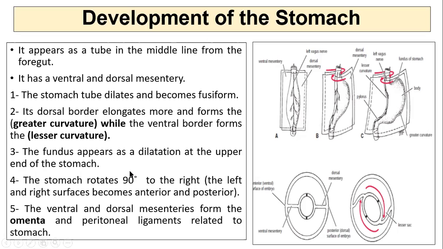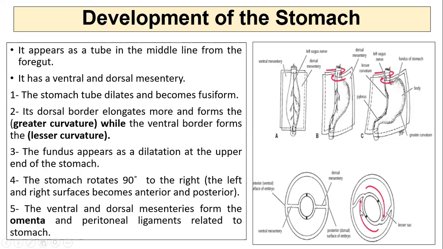Now the stomach rotates 90 degrees to the right. Initially it will be vertical, then it starts rotating. If you see here, this is the cross section. If you take a section of the stomach, this is how it looks. Here is the stomach. In the front we have a ventral mesentery. Here there is dorsal mesentery. As you can think, this is the anterior abdominal wall. This is the posterior abdominal wall.